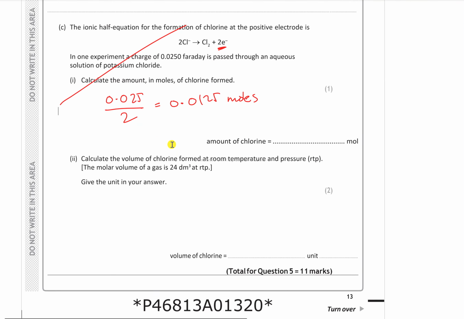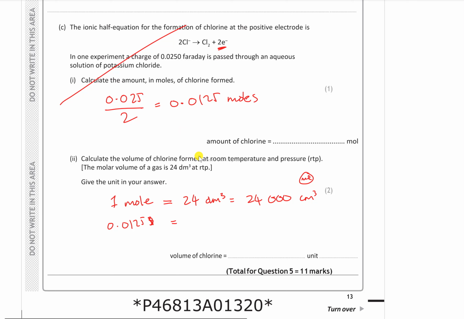And then what we do is calculate the volume of chlorine formed at room temperature and pressure. So we're saying 1 mole of any gas gives 24 decimeter cubed, and you've got to know 24 decimeter cubed is 24,000 centimeter cubed, or even milliliters. But we've not got that. We've got 0.0125 moles. That's from here.